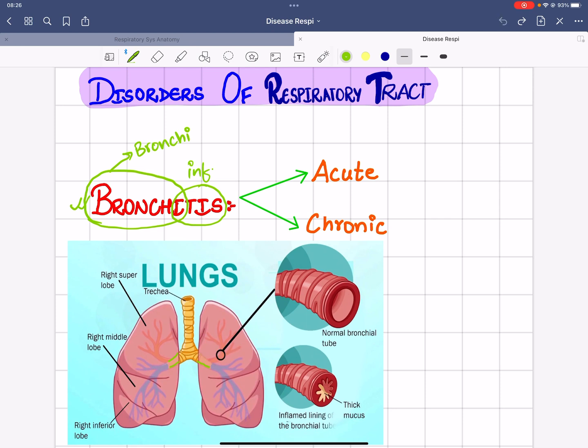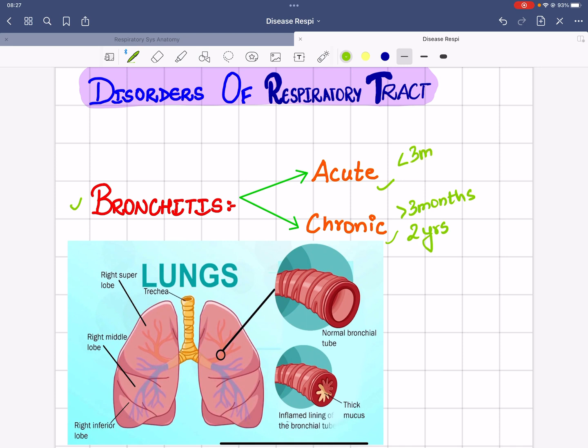Now, further moving on, there are two types of bronchitis, acute and chronic. In every medical condition we have to understand that chronic is the type of infection which lasts for more than 3 months, and here any bronchial infection that lasts for more than 3 months for 2 successive years, meaning 2 continuous years, is known as chronic bronchitis. Likewise, any infection which lasts for less than 3 months is the acute form of bronchitis.